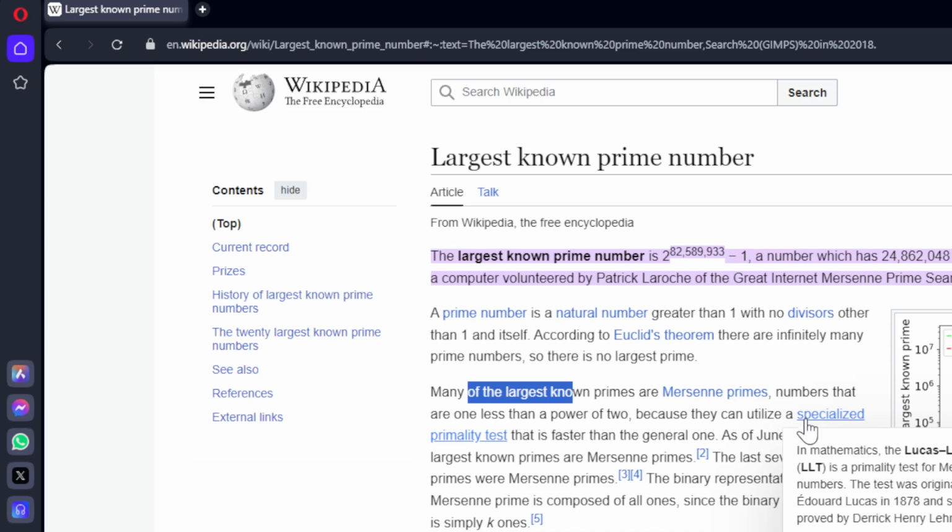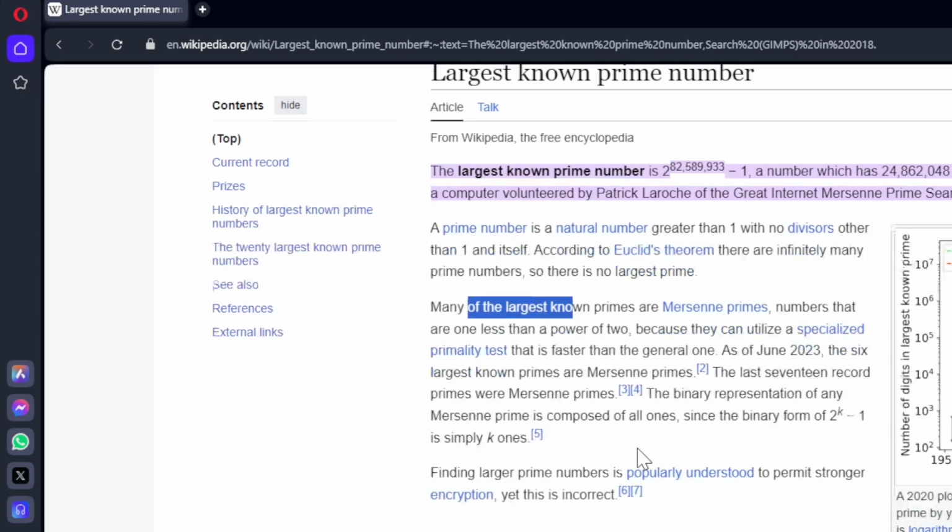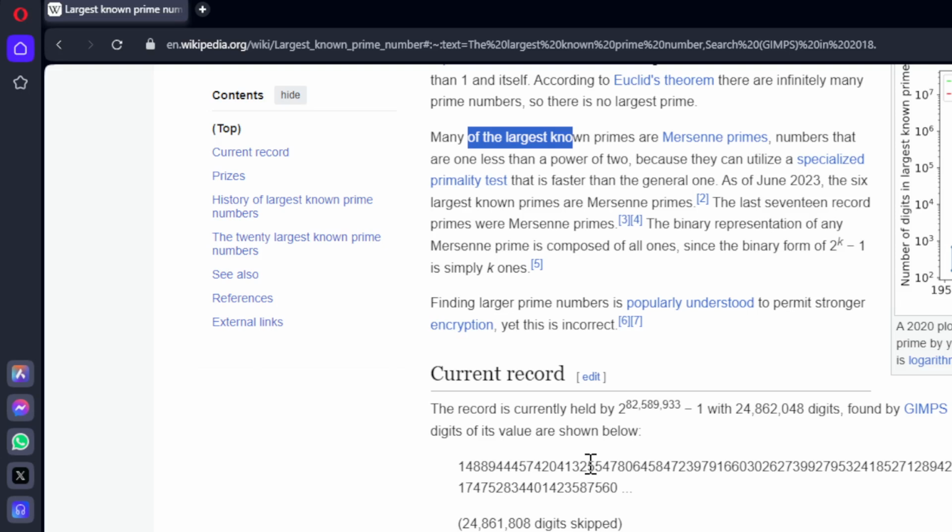Numbers that are 1 less than a power of 2 are used because they can utilize specialized primality tests. This is a whole lot of math. The current record is held by this number, and the first and last 100 digits are shown.